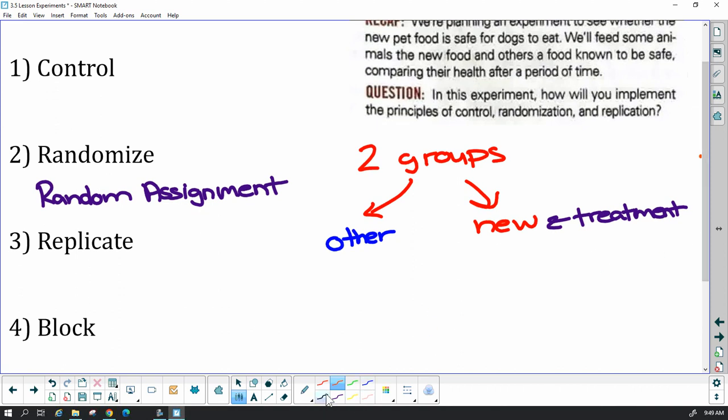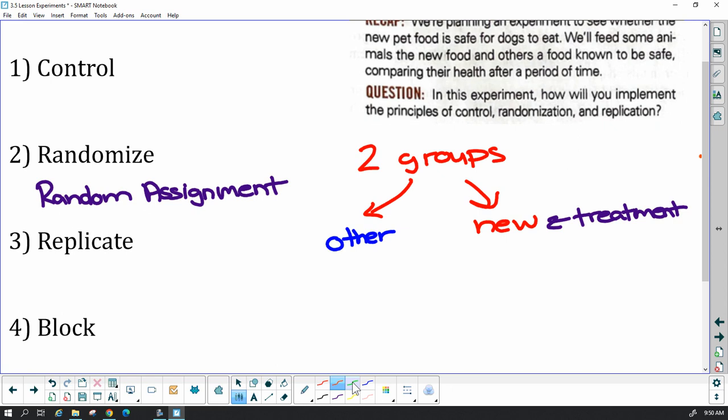As far as experiments are concerned, 1 through 3 are absolutely required. You must have control to have an appropriate experiment. You must have random assignment, and you must be able to replicate the experiment. We would not want to give the new food to one pet and another known to be safe food to one pet and just have 2 pets. We want to have multiple pets in each group, probably multiple cats and dogs in each group, so we can replicate this experiment to try and limit any bias within our groups that we cannot control for.